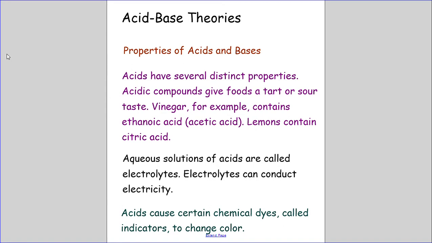Acids have several distinct properties. Acidic compounds tend to give food that tart or sour taste. Vinegar, for example, contains ethanoic acid or acetic acid. Aqueous solutions of acids are called electrolytes, and electrolytes can conduct electricity. Acids cause certain chemical dyes called indicators to change colors, and that becomes very helpful because we have pH indicators that show whether or not a solution is turning acidic or basic.